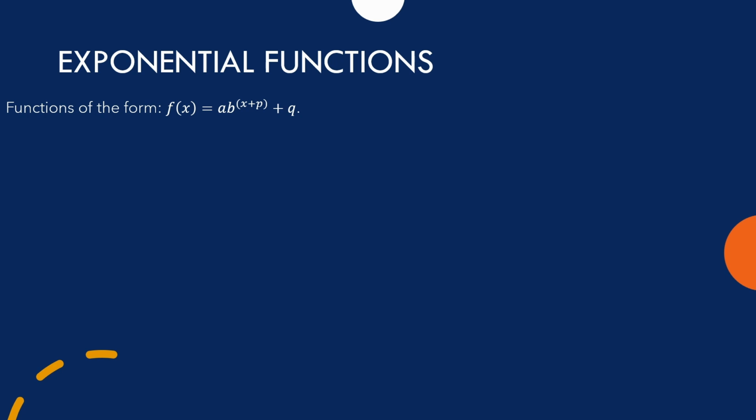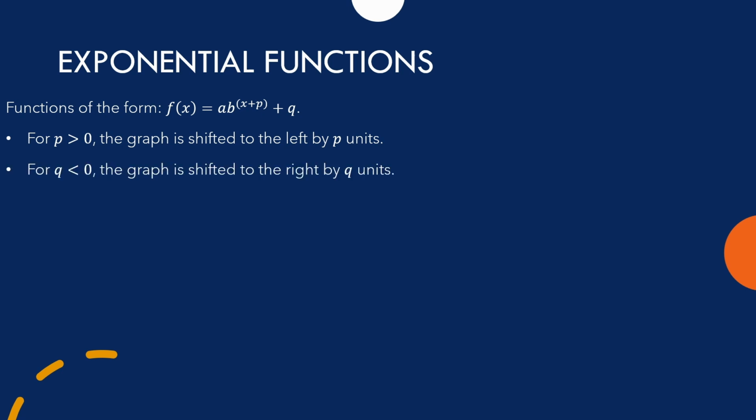Now let's take a look at a function in the form f of x equals a to the power bx plus p plus q. We've already discussed how a, b, and q affect the graph. We only now need to define how p affects the graph. If p is greater than 0, the graph is shifted to the left by p units. And again, if p is less than 0, the graph is shifted to the right by p units.